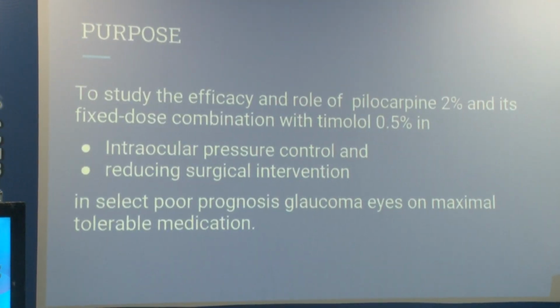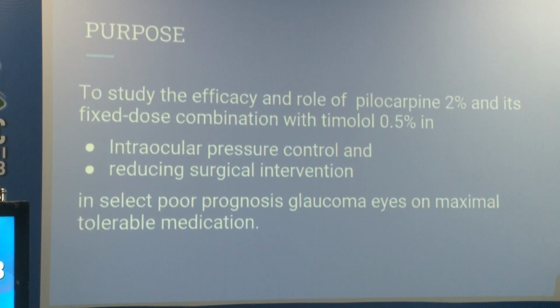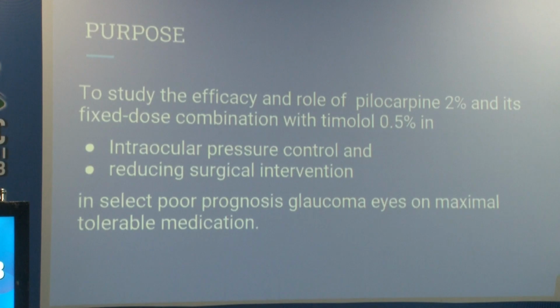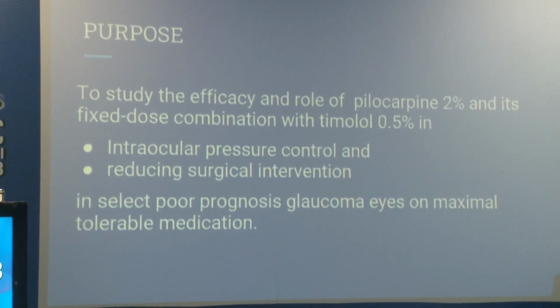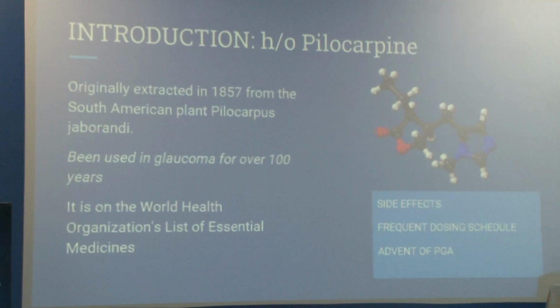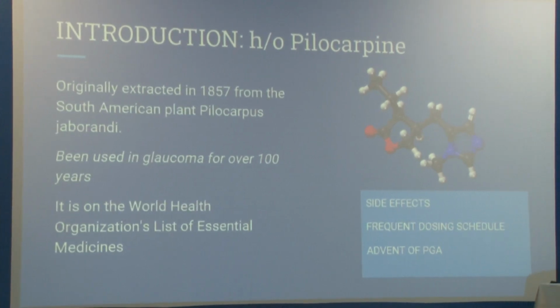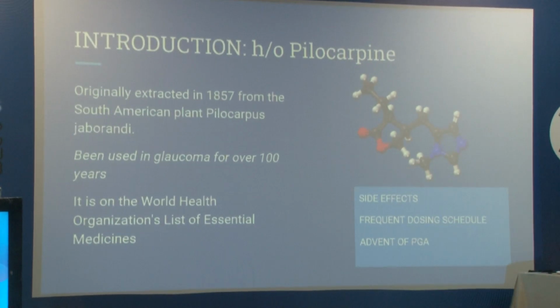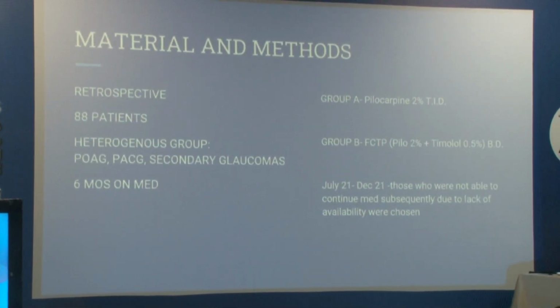We studied the efficacy and role of pilocarpine 2% and its fixed dose combination with timolol 0.5% in IOP control and in reducing the need for surgical intervention in select poor prognosis glaucoma eyes on maximal tolerable medication. Pilocarpine is one of the oldest glaucoma medications, over 100 years old, but is not very commonly used because of its frequent dosing that decreases compliance, its side effects, and the advent of PG analogs. This was a retrospective study.